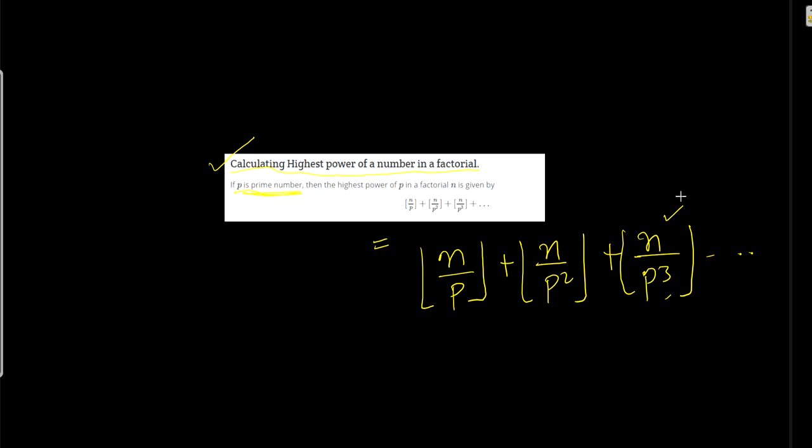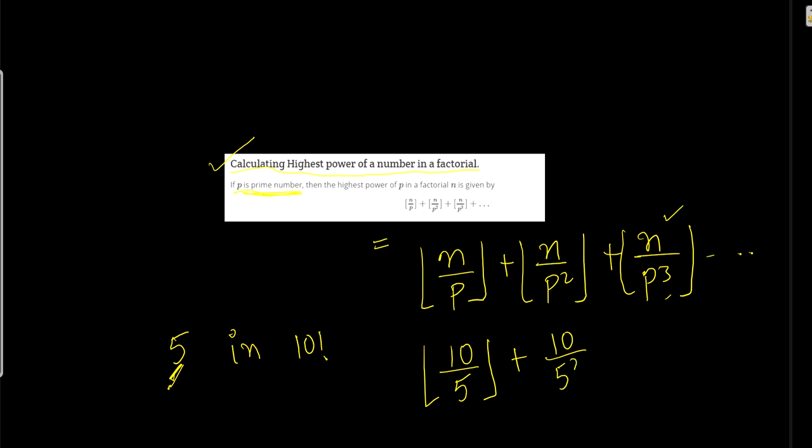So if I need to calculate the occurrence of 5 in 10 factorial, how can I calculate? 10 by 5 floor plus 10 upon 5 square floor, but here this is 25. 10 upon 25 will be 0 point something. As it is a floor value, it will be 0. It is acting as for int values.